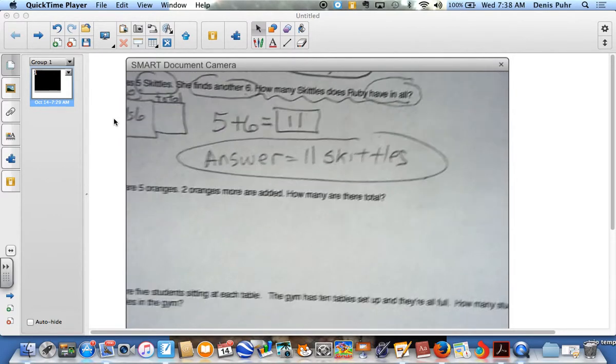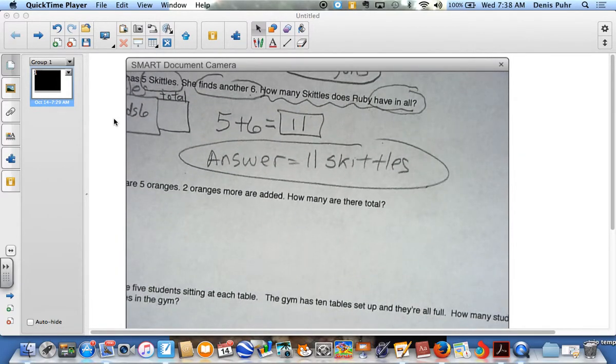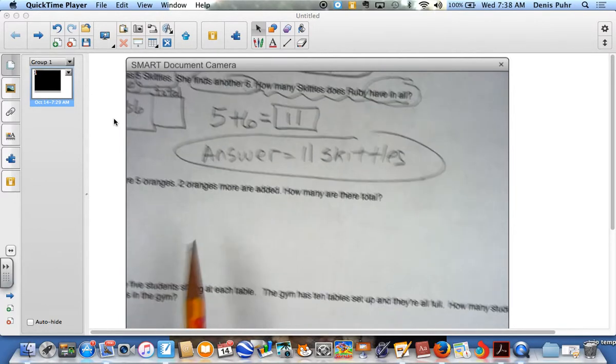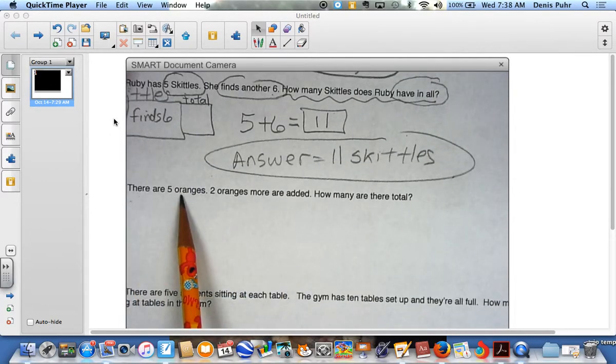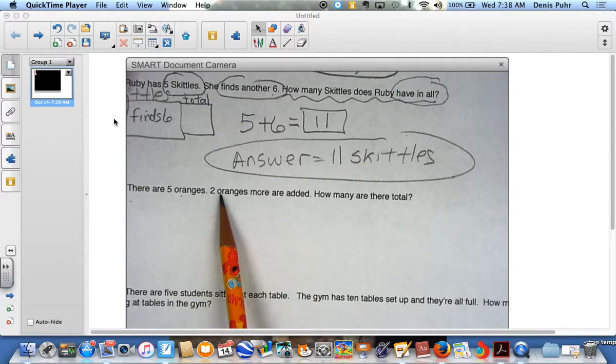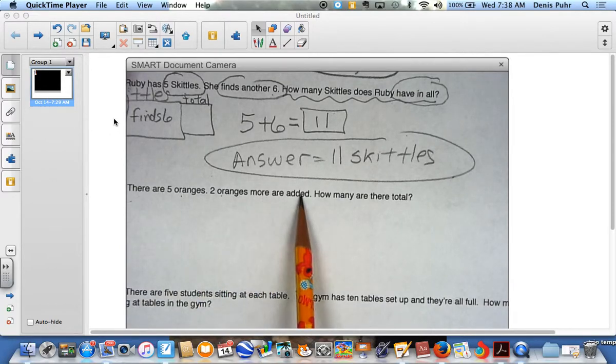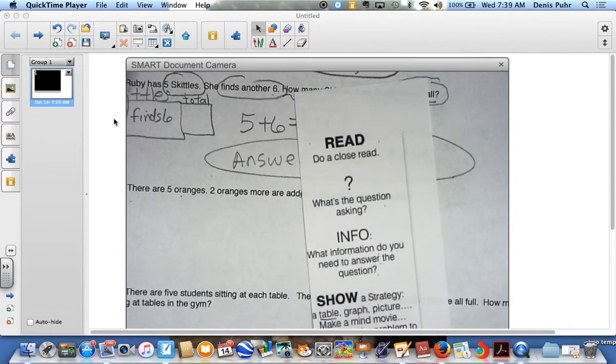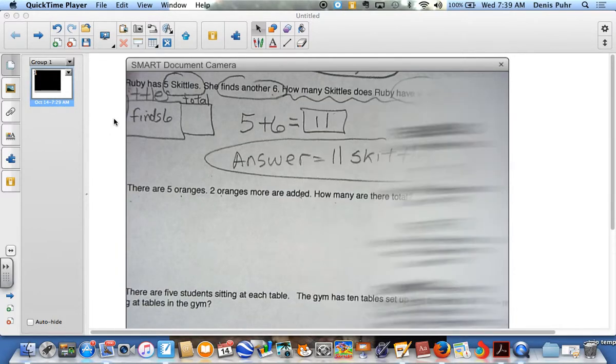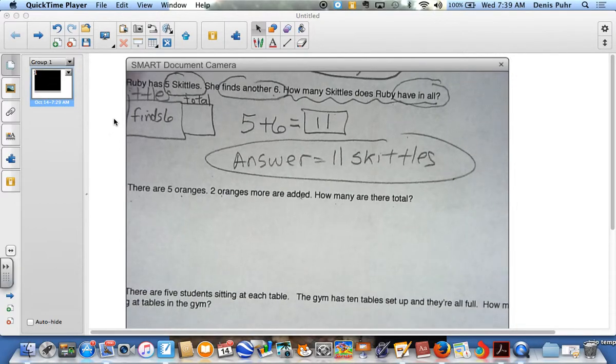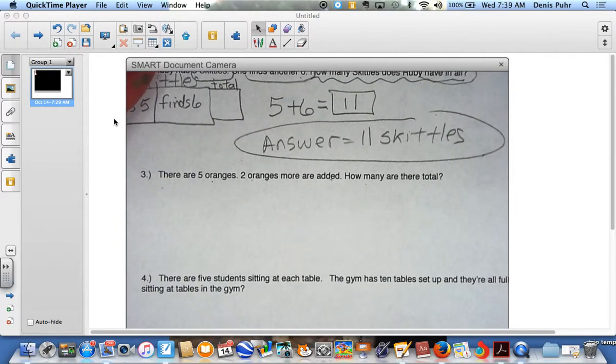Okay, I want you to try 3 and 4 on your own. I'll read them to you. There are 5 oranges. 2 oranges more are added. How many are there in total? Again, use your bookmark. A close reading means you annotate, you underline, you circle, you figure out what the question is asking, and you pull out the information you need to answer it. Do that. Click pause and solve it.